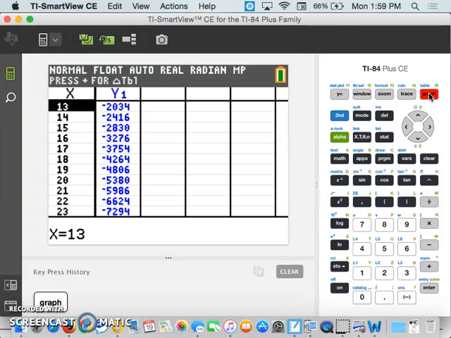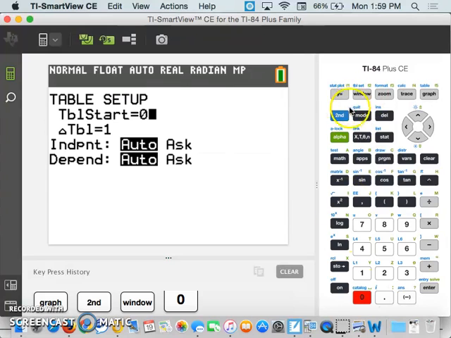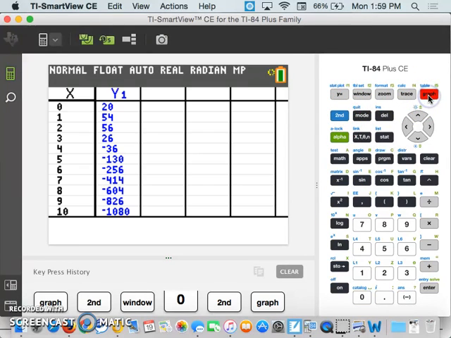Right now my table is at 13 seconds. That's definitely not going to work. So I'm going to make my table start at 0. Come back to the table, and then somewhere in between 3 and 4 seconds it hits the ground, because at 3 seconds it's still 26 feet in the air, and at 4 seconds it says negative 36. So that means this is below the ground, which is not going to happen.